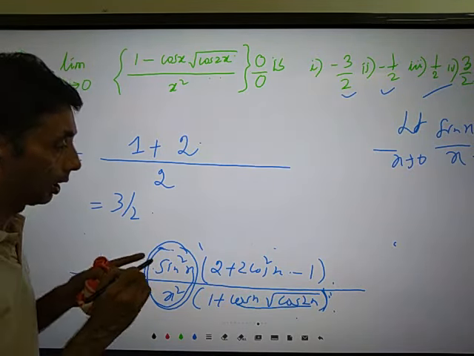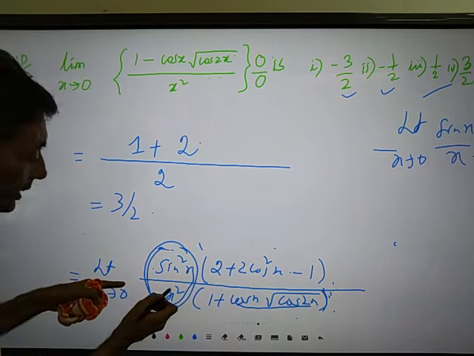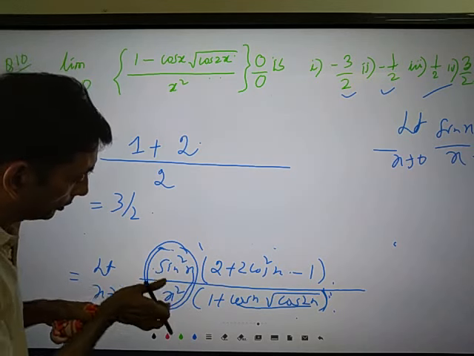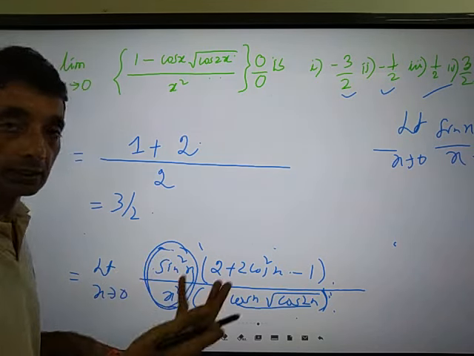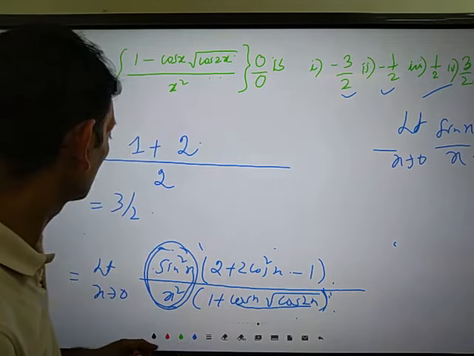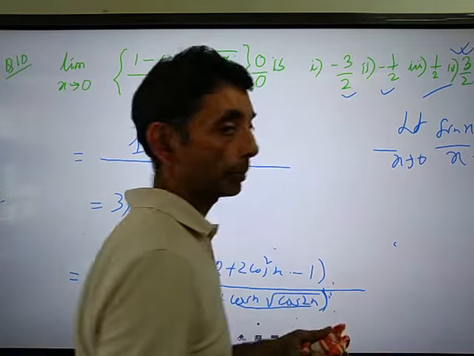So with the help of sin square x, we remove x square. The moment you get sin square x in the numerator, you can use this theorem: limit x tends to 0 of sin square x by x square, then the 0 by 0 form is removed. Then you get the value, this is 3 by 2. So your answer is 3 by 2.